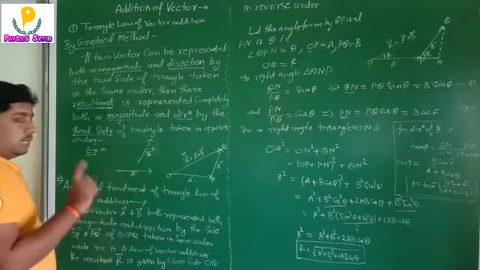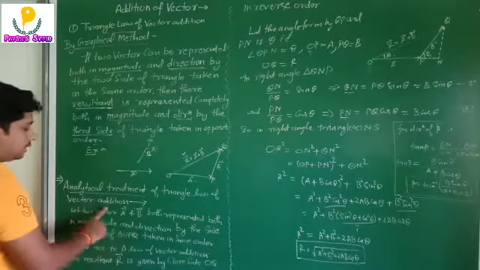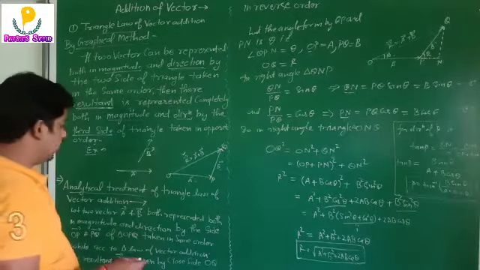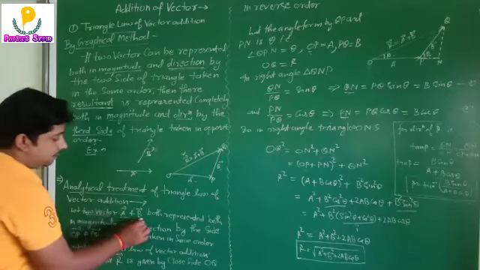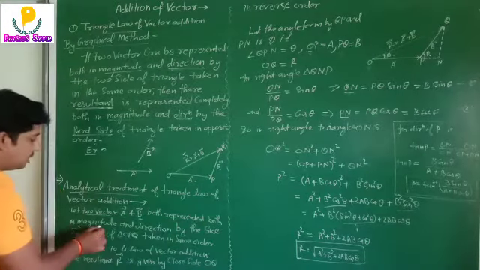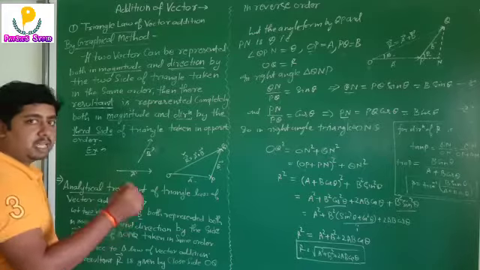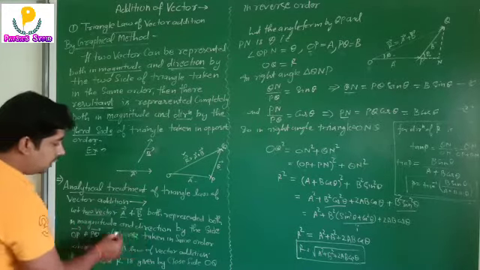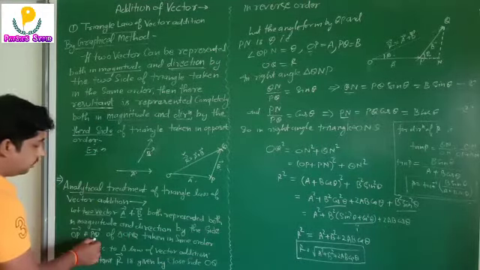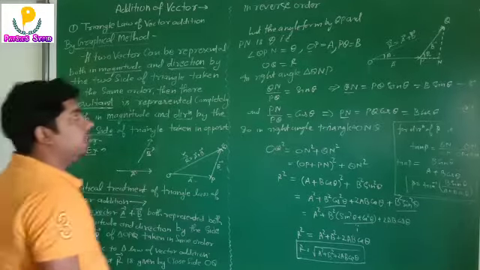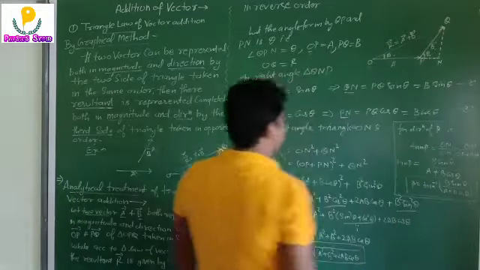In the other method, we take the analytical treatment of the triangle law of vector addition. Here we consider two vectors A and B, represented both in magnitude and direction by the sides OP and PQ. Vector A and vector B are vector terms, which represent magnitude and direction. Here we have taken a graph: OP represents vector A and PQ represents vector B.